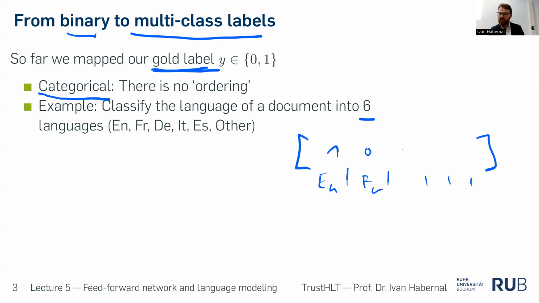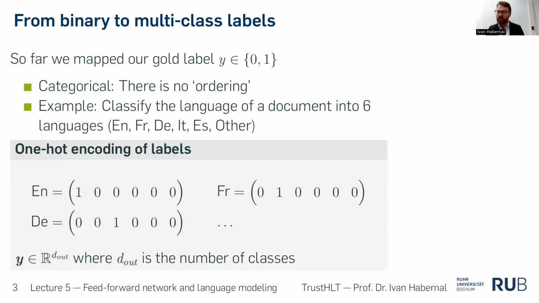So like that, this would be the English vector. Does it have a name, do you think? It's one-hot encoding, exactly. In the same spirit as we turn our categorical words into vectors, which also have no ordering, we just said they will be somewhere ones and somewhere zeros. We just turn this into one-hot encoding of labels.